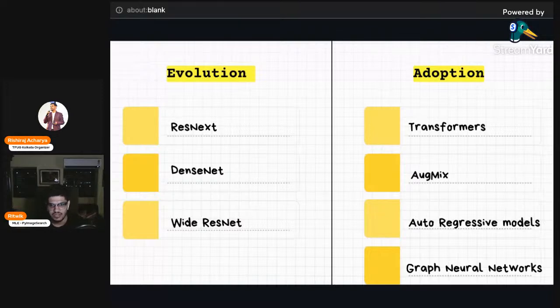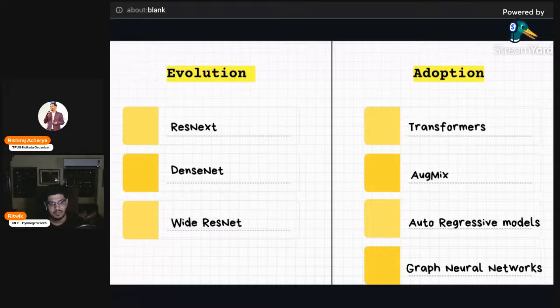There's also Wide ResNet, WRN, which is a variant of ResNet where the width of the network, the number of channels or neurons, is increased while the depth is decreased. And if you want to, you can probably search and find out about these on the internet.